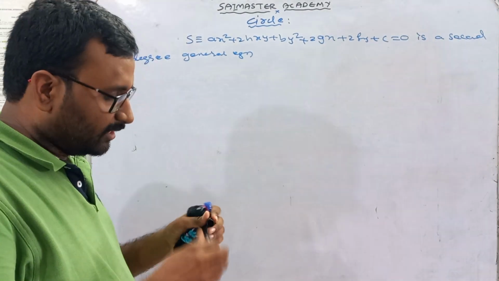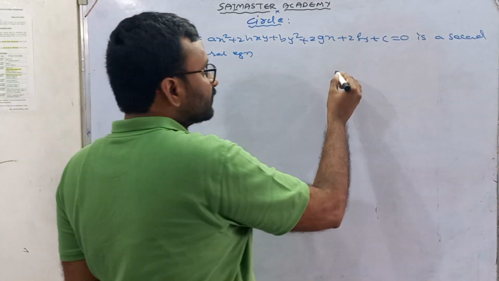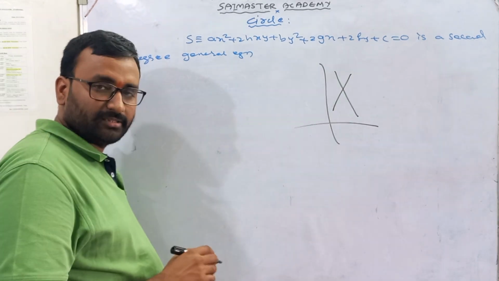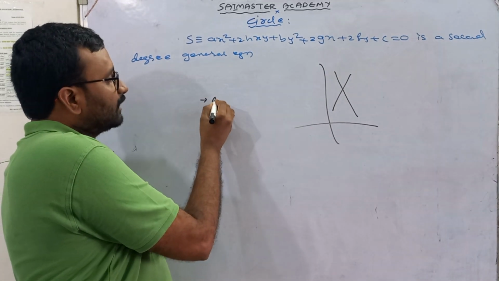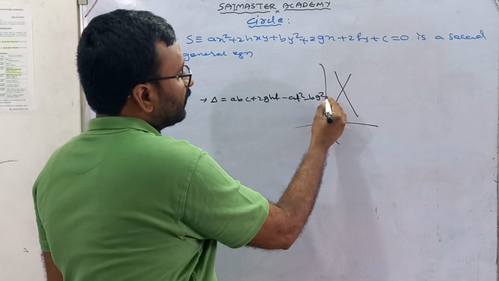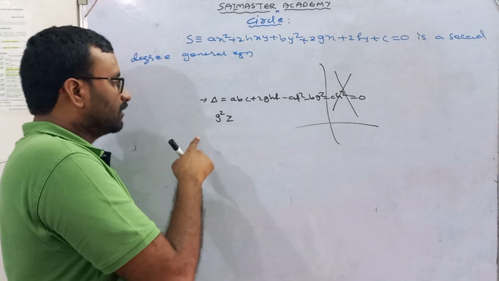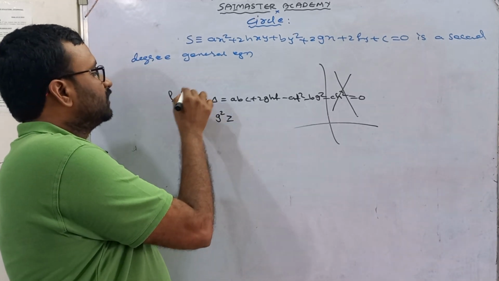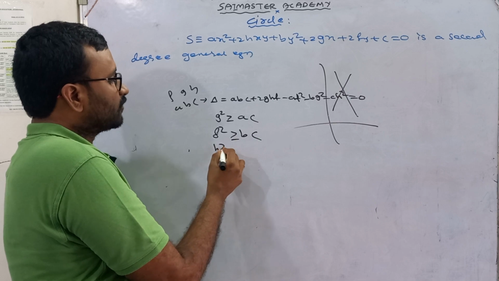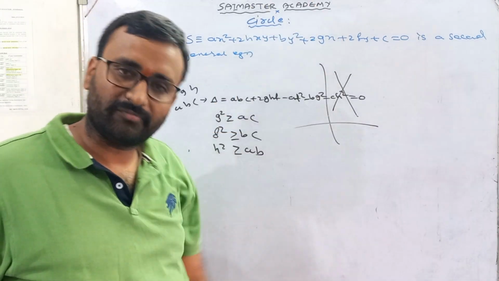We learned in first year, if this represents a pair of straight lines which is not a parallel pair, a pair of intersecting lines like this, there we have not only one condition but 3 conditions, 4 conditions. First condition: delta = abc + 2fgh − af² − bg² − ch² should be equal to 0. And also g² ≥ ac, f² ≥ bc and h² ≥ ab. If these conditions are satisfied, then this equation represents a pair of intersecting lines.